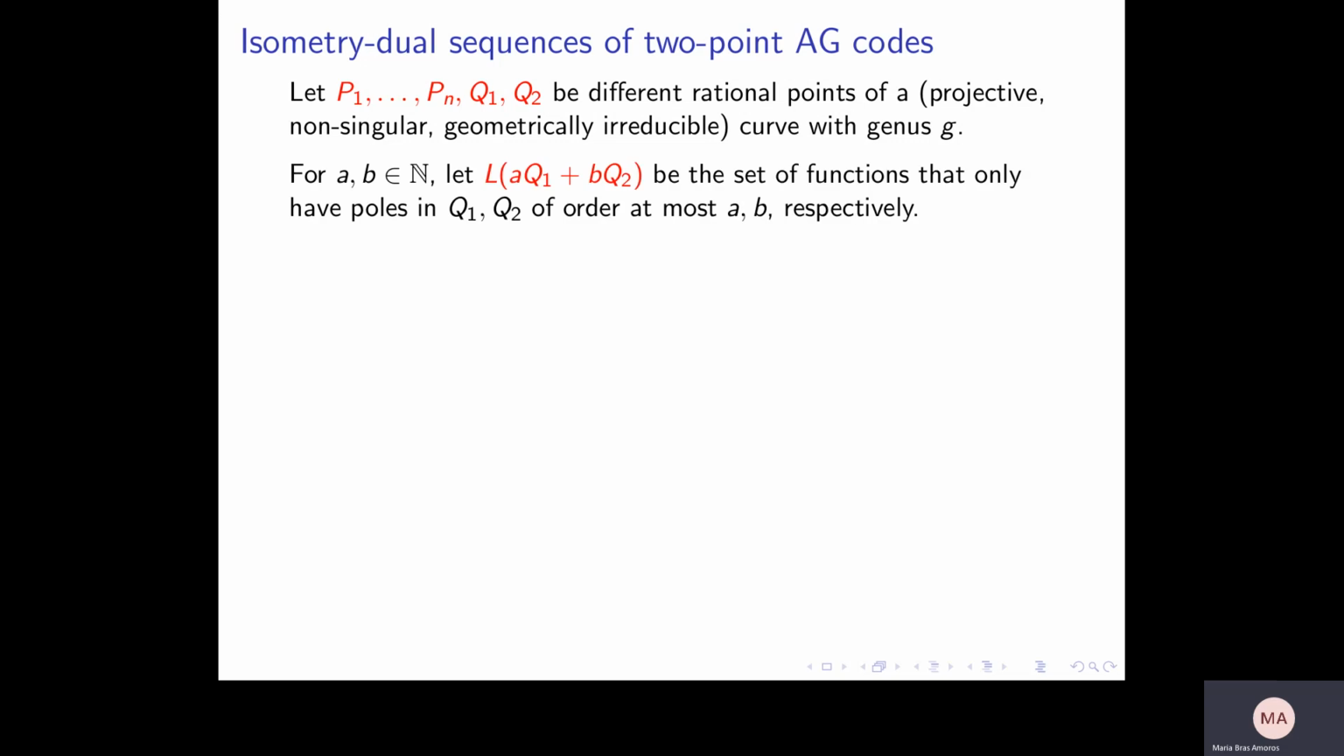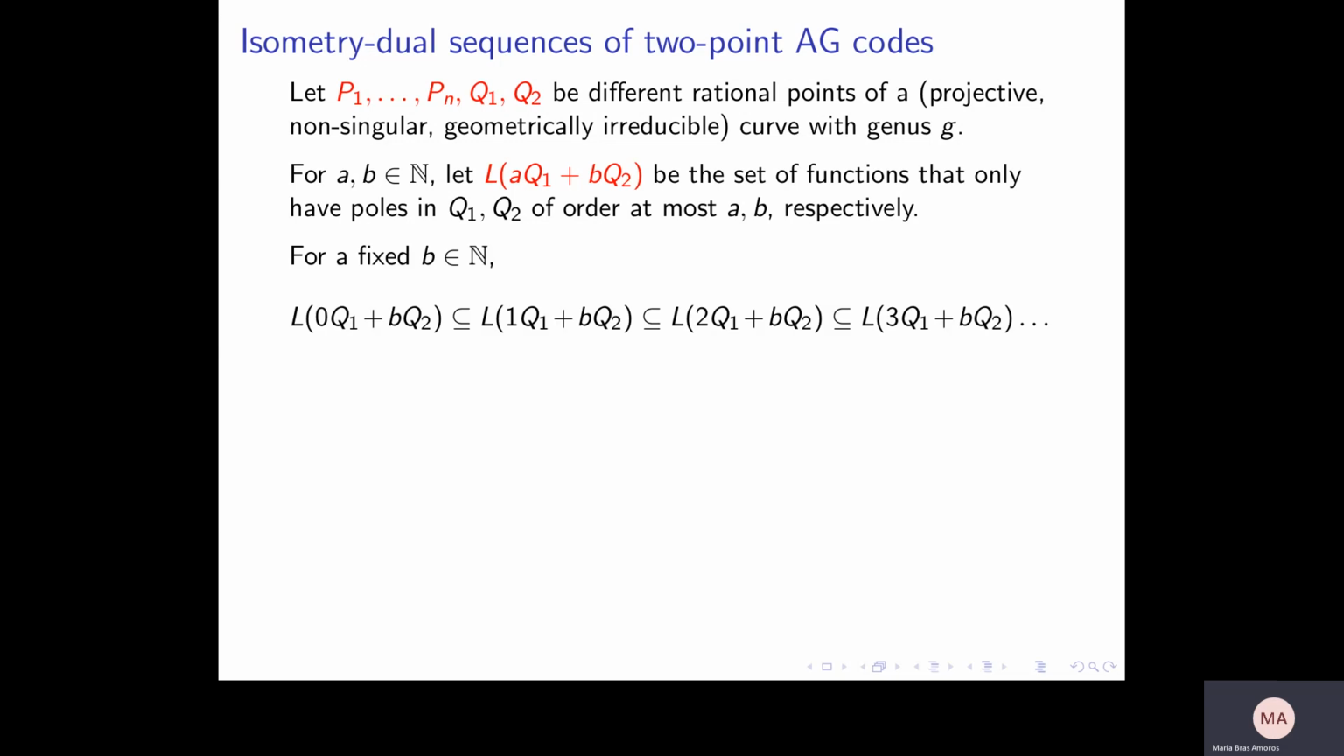Now, for a pair of non-negative elements A, B, we consider L of A Q1 plus B Q2 to be the set of functions that only have poles in Q1 and Q2 of order at most A in Q1 and B in Q2. Now we fix B and consider the sequence of linear spaces L of 0 Q1 plus B Q2, which is included in L of 1 Q1 plus B Q2, which is included in L of 2 Q1 plus B Q2, and so on.